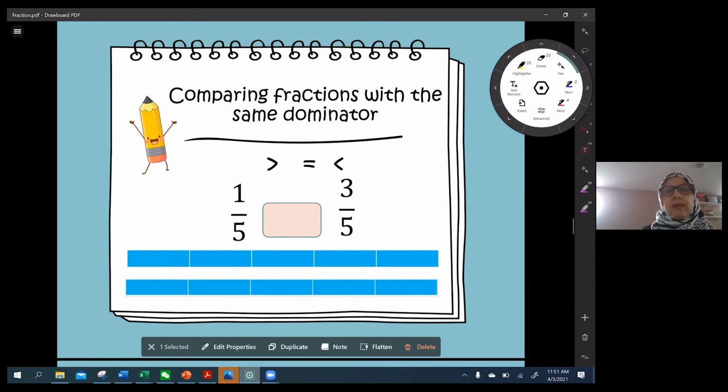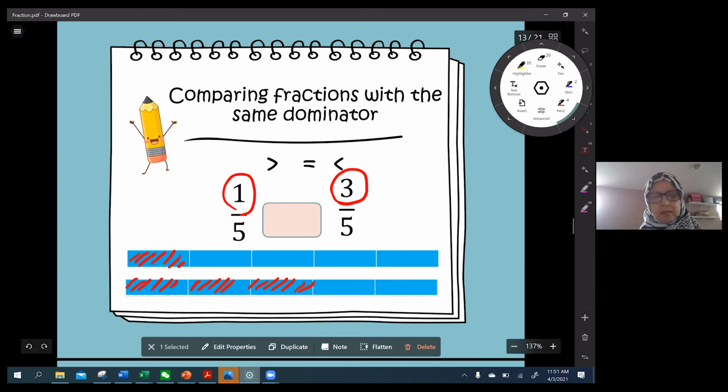The first is comparing fractions with the same denominator. How do you do the comparison? For the first one, I will shade one part, and for the second one, 3/5, I will shade 3 parts. So 3 out of 5 is bigger than 1/5. When you have the same denominator, you just compare the numerators.